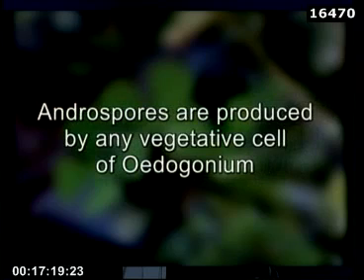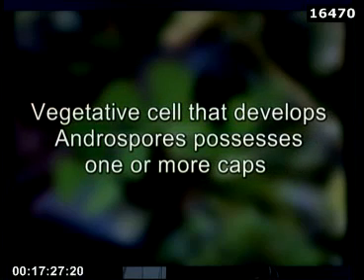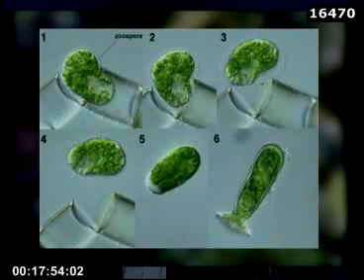These androspores are produced by any of the vegetative cells of the oedogonium, but the vegetative cell which develops the androspores usually possesses one or more caps at its anterior end. These cap cells divide transversely into many cells, and each cell develops a single androspore. The androspores are identical to zoospores, having the same crown of flagella at the base of the beak, and they are produced and liberated in the same manner as the zoospores are liberated.